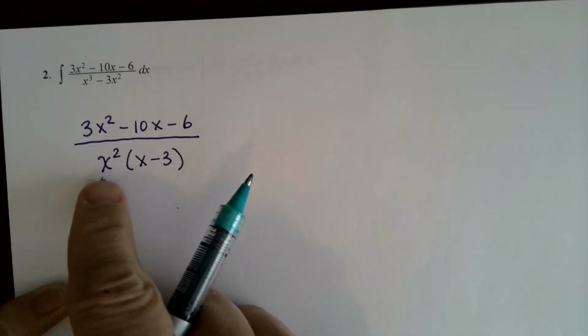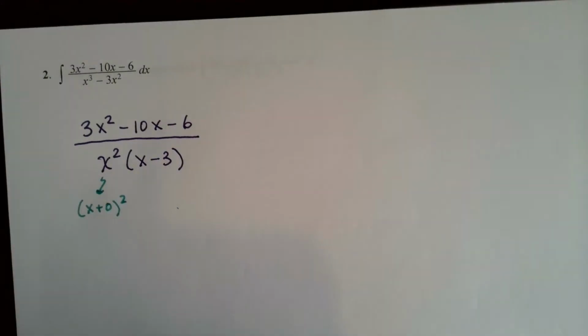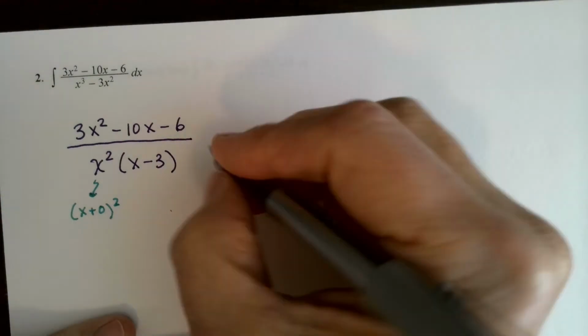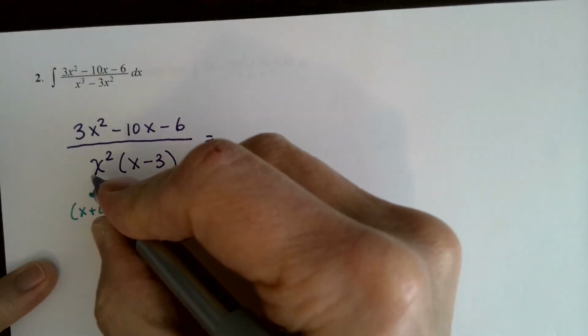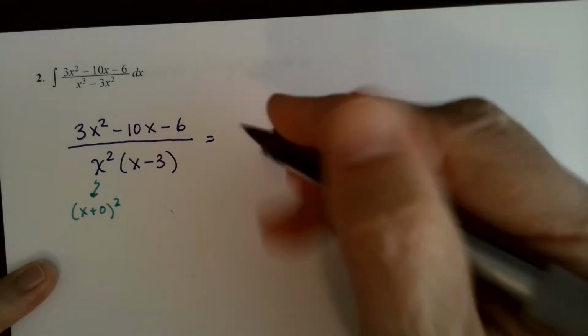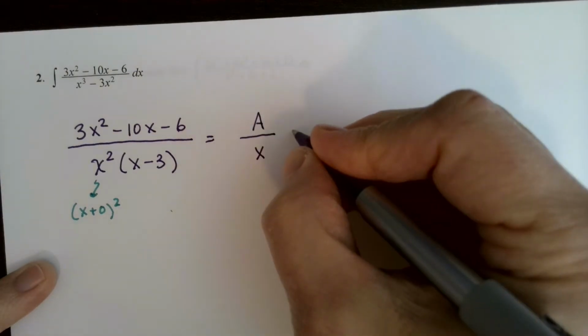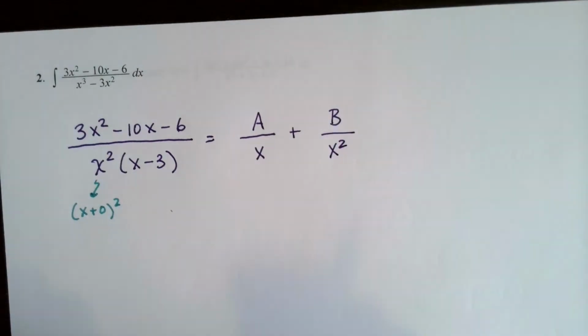Now you could treat it actually as a quadratic factor, but we're just going to treat it as a linear factor. And so what I have now here is for x squared, I have one linear factor squared, so I've got two fractions from that, right? So I'm going to have an A over x plus a B over x squared.